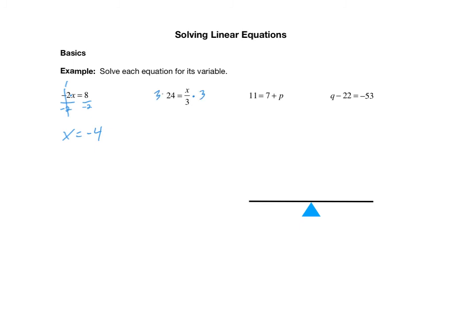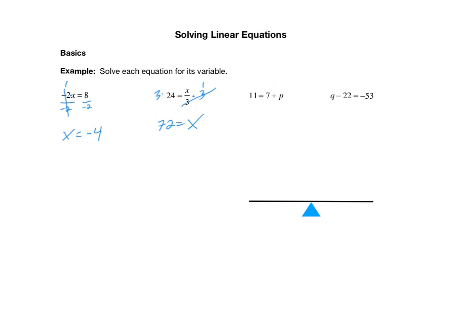And 3 times 24 gives us 72. And on the right side, the 3's divide out, giving us 1, but 1 times x is still just x. So the 3's divide out, and we've got 72 equals x, or x equals 72, is the exact same thing. So the solution to this original equation is x equals 72.